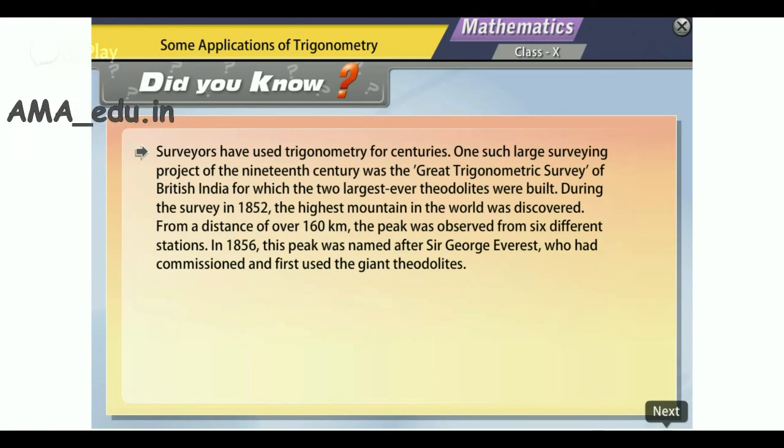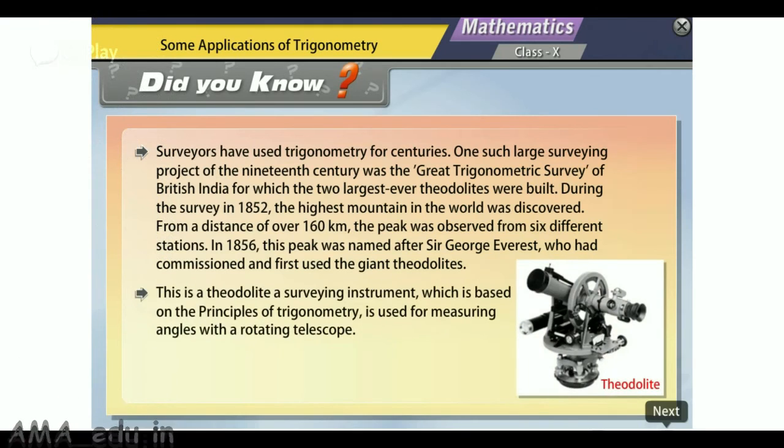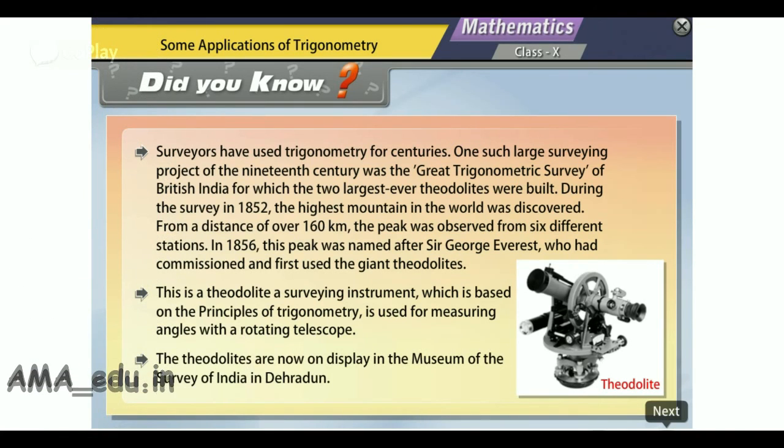From a distance of over 160 kilometers, the peak was observed from 6 different stations. In 1856, this peak was named after Sir George Everest, who had commissioned and first used the giant theodolites. This is a theodolite, a surveying instrument based on the principle of trigonometry, used for measuring angles with a rotating telescope. The theodolites are now on display in the Museum of the Survey of India in Dehradun.